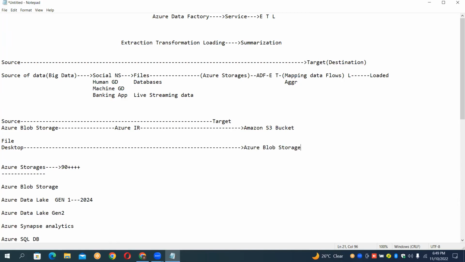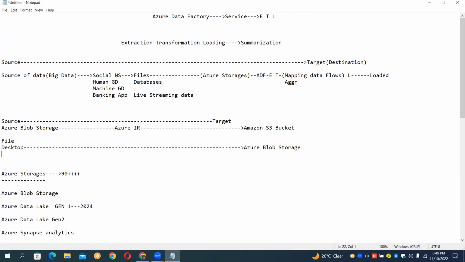Tell me, guys, what type of transfer is this? On-premises to cloud. Very good. So it is called on-prem to cloud. Whenever you have an on-prem to cloud transfer, at that time, we require an integration runtime, IR, called self-hosted IR.